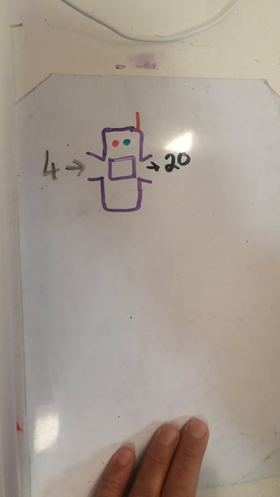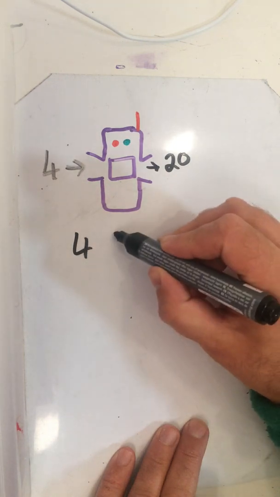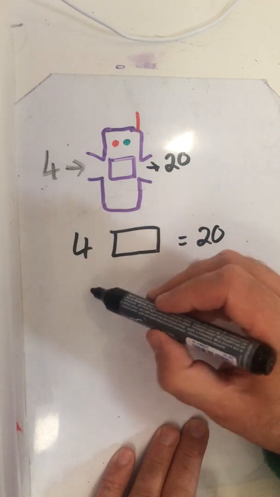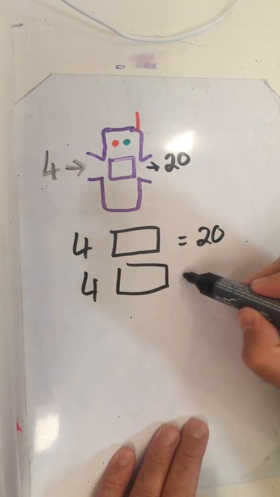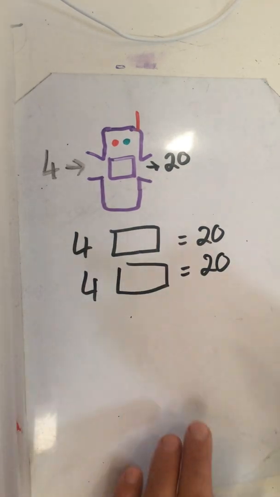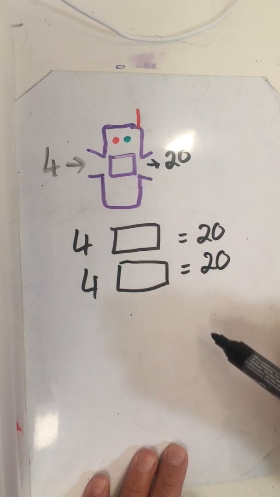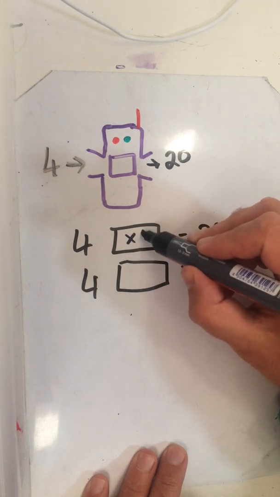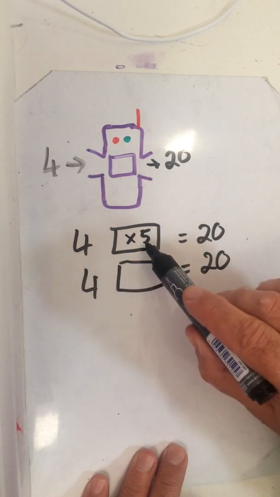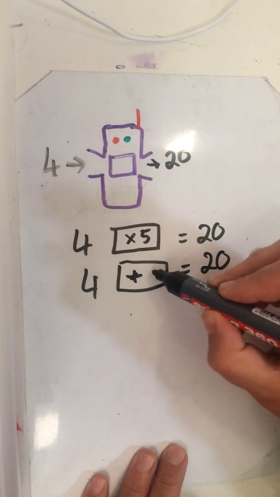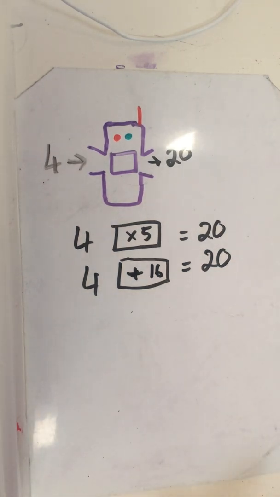Now in this case you've got two choices. It would be 4, then something is happening to that 4, equals 20. See if we can just work those out in your head quickly. 4 something 20, 4 something 20. So it could be 4 times 5 is 20. Or it could be 4 add 16 is 20. Now both of those are feasible answers.